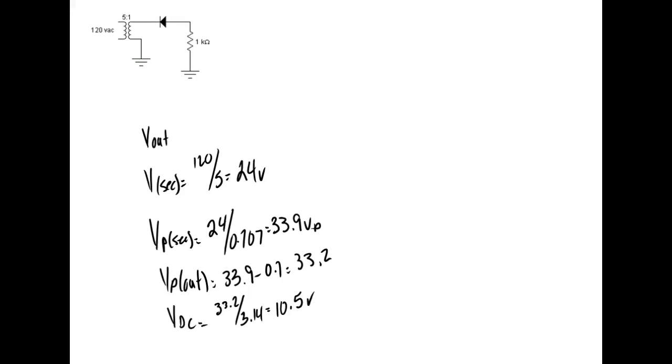Well, so right here, it usually would be that this is VP secondary. This right here is VP out. So what we lose is that 7/10 of a volt across the diode. So that's why we subtract 7/10 right there. Is that what you want to show?